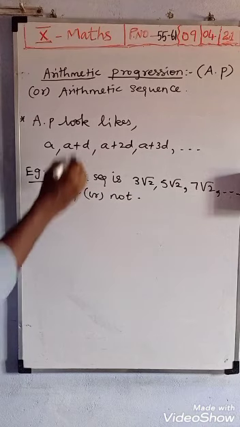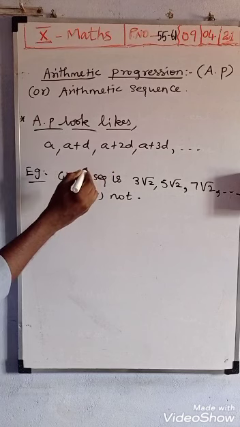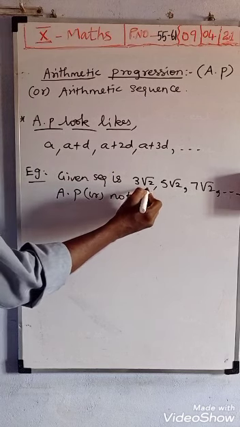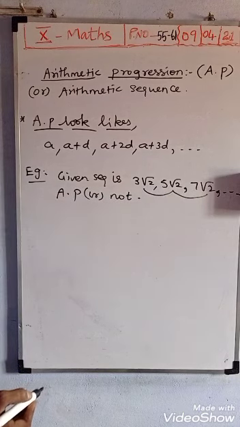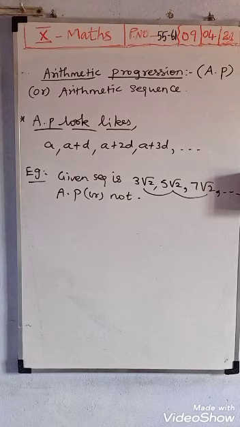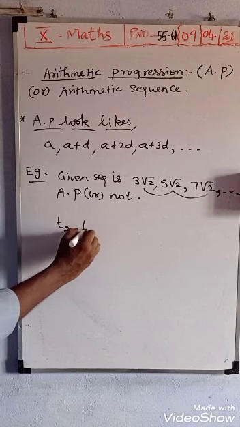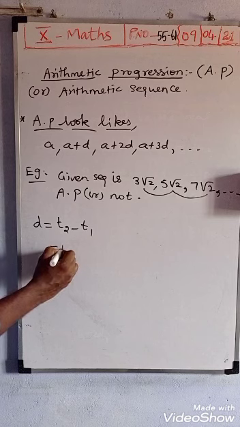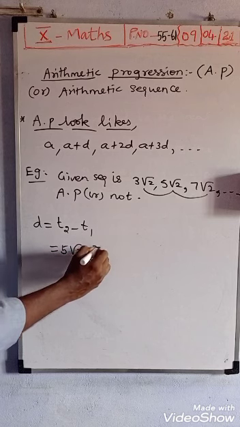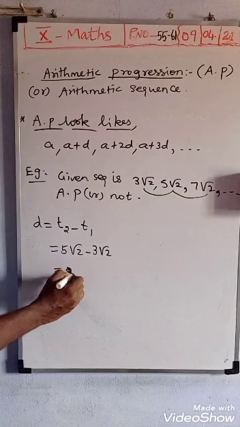You see, we know how an AP looks. Then you want to check all the differences. If the differences of all the terms come out equal, it is called an arithmetic progression. So you check it now. To check the common difference, T2 minus T1. So 5 root 2 minus 3 root 2 gives you 2 root 2. 5 minus 3 is 2.